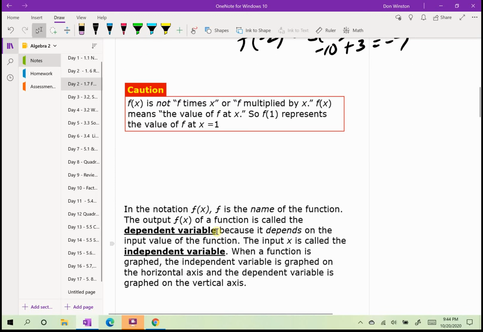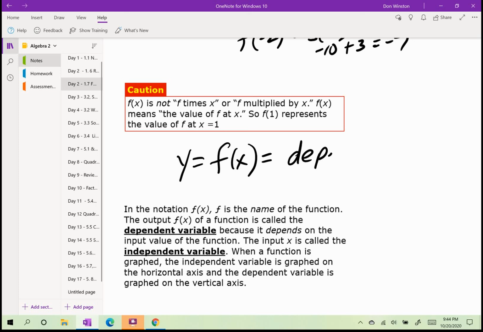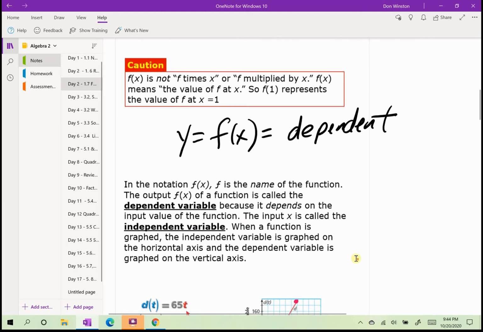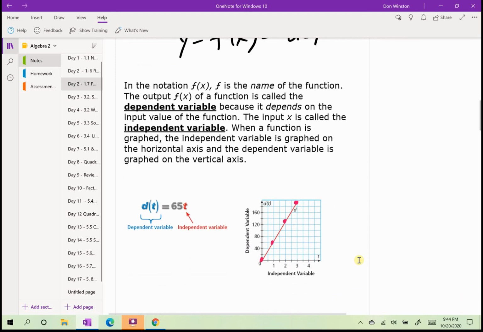In function notation, f is the name of the function. The output f of x of the function is called the dependent variable. Remember we said earlier, y is the dependent variable. Y is equal to f of x. That is the dependent variable. F depends on x. And then x is called the independent variable. When a function is graphed, the independent variable is graphed on the horizontal axis, and the dependent variable is graphed on the vertical axis.